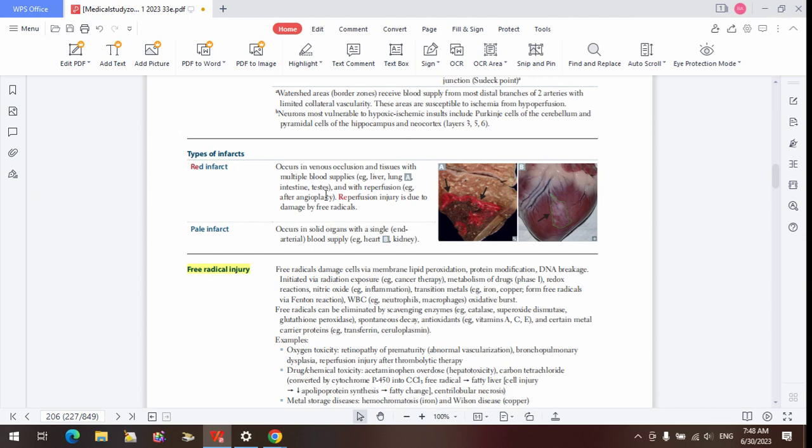Let's take the liver, for example. We said the liver is supplied by two things, the hepatic portal vein and the hepatic artery. Both of them are supplying the liver. Let's say there's occlusion of the hepatic portal vein, and it is going to cause infarct on some particular areas of the liver. You know that the hepatic artery is still patent. So that means the hepatic artery will continue to deliver blood to the liver. And the blood traveling to the liver from the hepatic artery will fill those infarcted areas from the hepatic portal vein, and it will appear red.